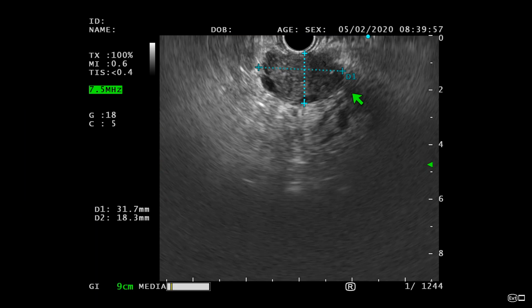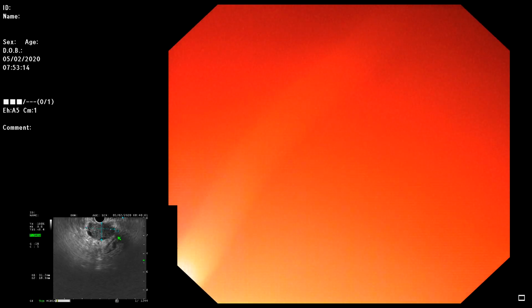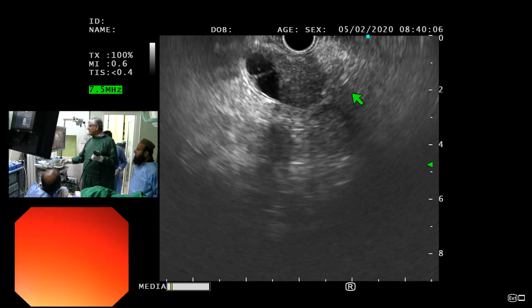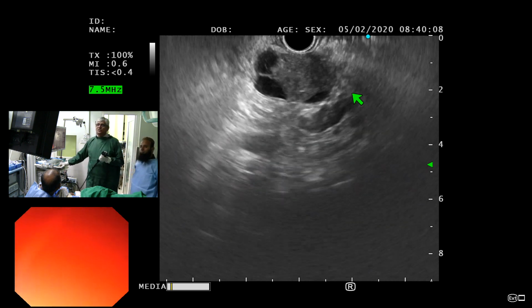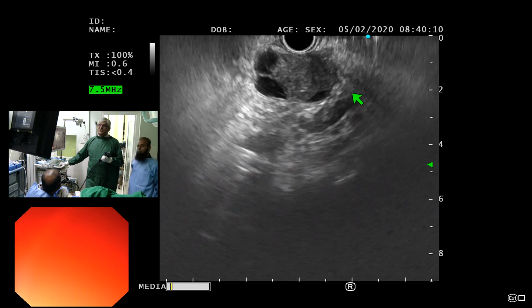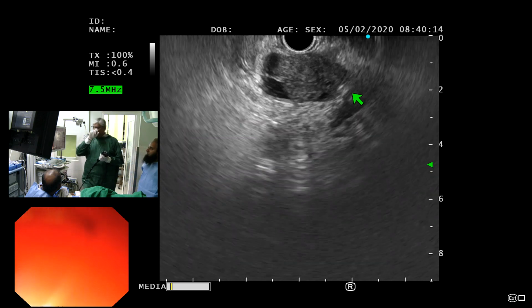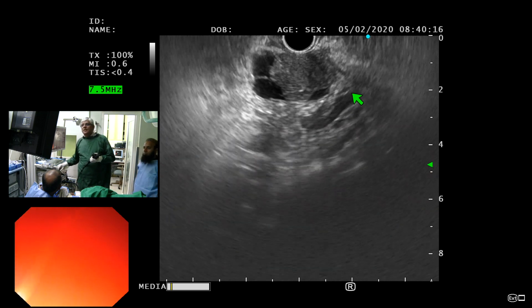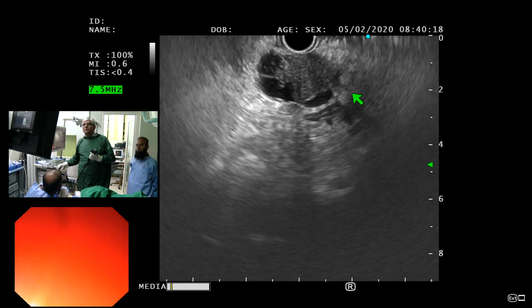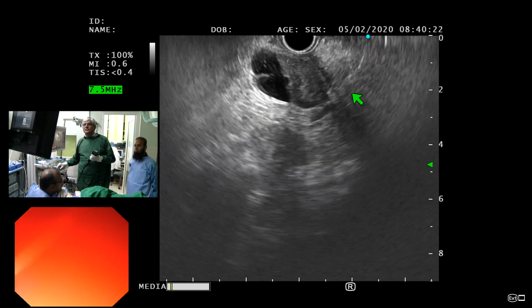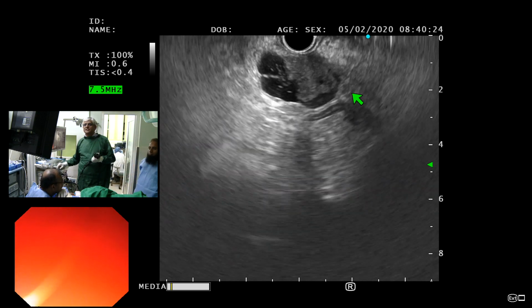31, 18. So this is 3 by 2 centimeters. That's what we had approximately. So it's a little larger in the other picture. But the way we describe this is that this is a cystic lesion that's turned into a mucinous cyst adenocarcinoma, because there is some cystic element to it. But what difference does it make? All we know is that this is a hypoechoic lesion with some cystic spaces.